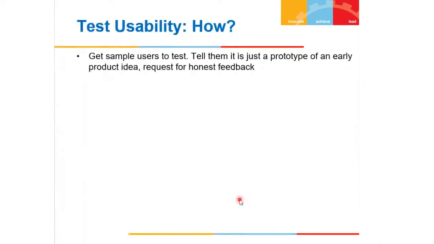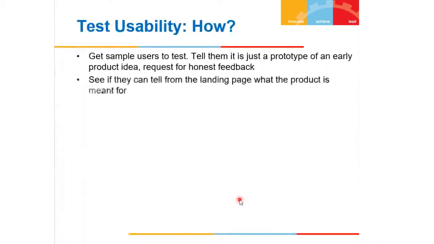Get sample users to test, tell them it is just a prototype of an early product idea, and request honest feedback. See if they can tell from the landing page what the product is meant for. The first page of the product should be so clear that it communicates very clearly what this product is for and for what purpose you can use it. If that itself is not clear, then the further things will become even more difficult.